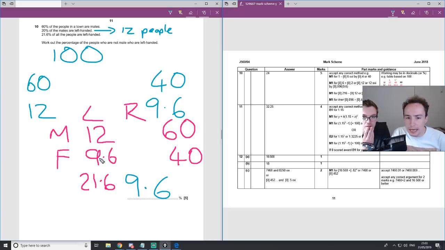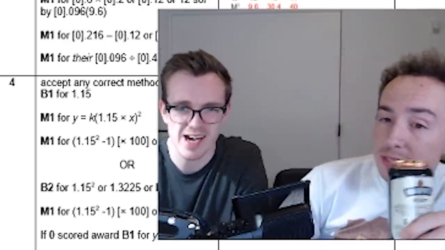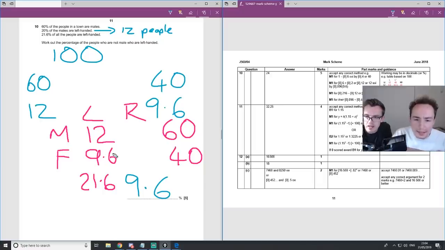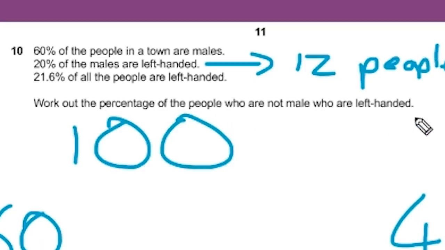Because I thought it was asking how many females are left-handed. Oh my god, it's asking how many people. What's the percentage of the people who are not male who are left-handed? 9.6. Is it not 9.6? Oh, it's not. It's 9.6 divided by 0.4. You've lost me. What is this 9.6 that we've calculated? That's the percentage of left-handed females. But that's what it says. The people who are not male who are left-handed. Wrong.